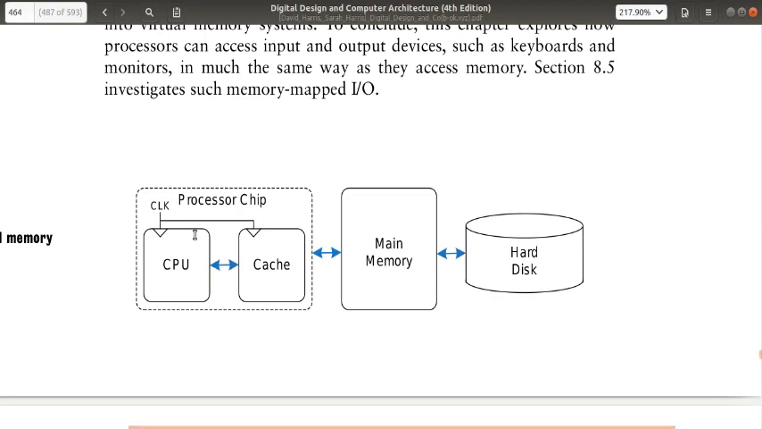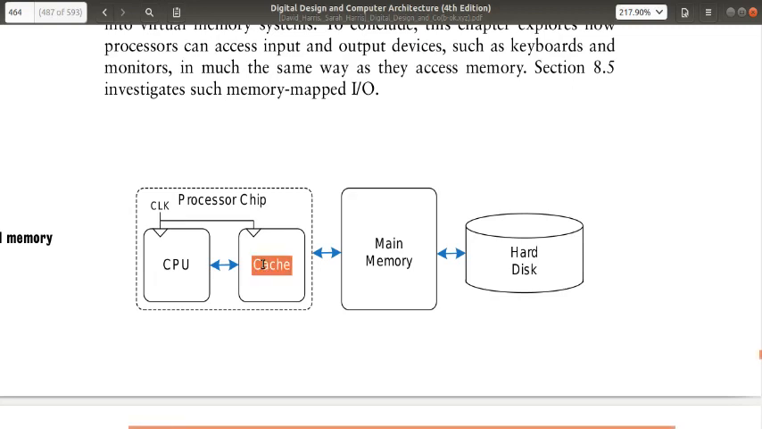Suppose the processor wants some data. First it will look in the cache. It need not always look in the cache. The concept of cache is that it stores data and instructions which are very frequently used. So sometimes the processor may directly check in the main memory, but as a rule of thumb, you can consider that the processor first checks in the cache.